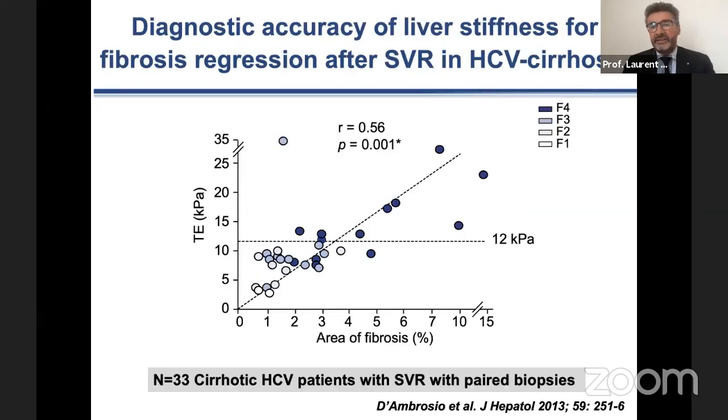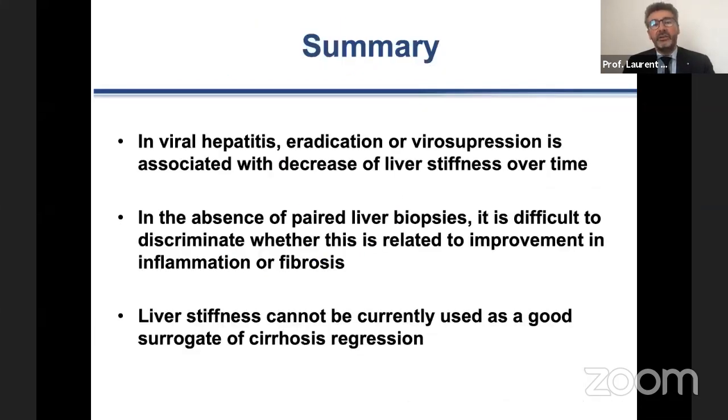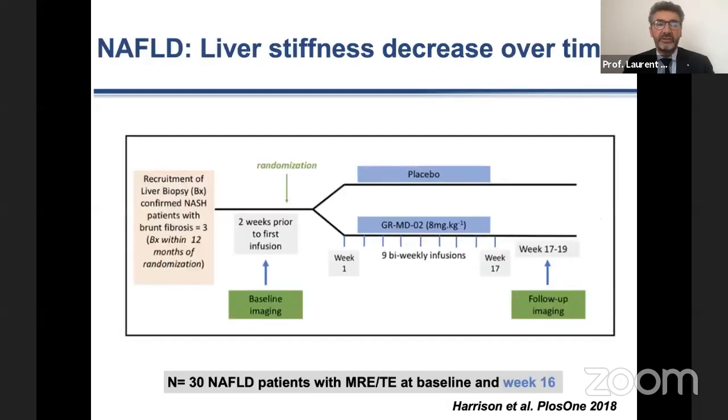Finally, in this study, the message is that the cutoffs that were usually used to diagnose cirrhosis had low sensitivity after SVR, and this is another issue in practice that we can discuss later on. So just to summarize, in viral hepatitis, eradication or virosuppression is associated with a decrease of liver stiffness over time. In the absence of paired biopsy, it's difficult to discriminate whether this is related to improvement of inflammation or fibrosis. And the message is that liver stiffness cannot currently be used as a good surrogate of cirrhosis regression.